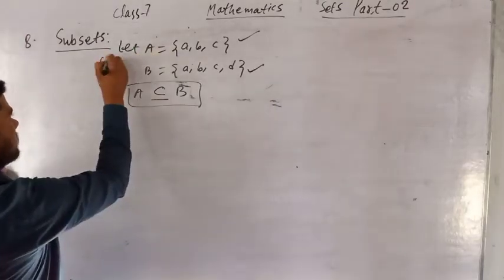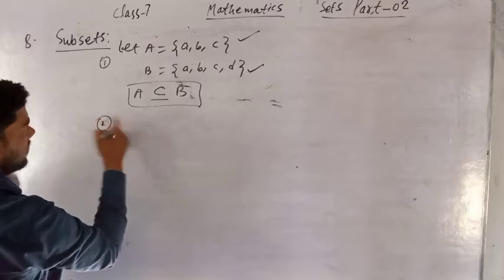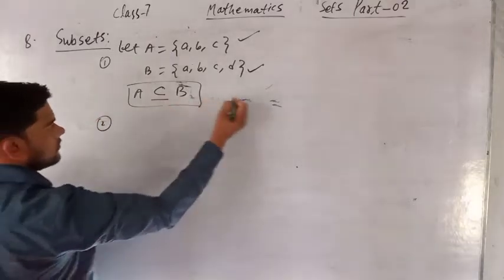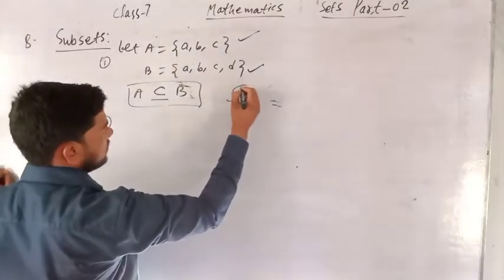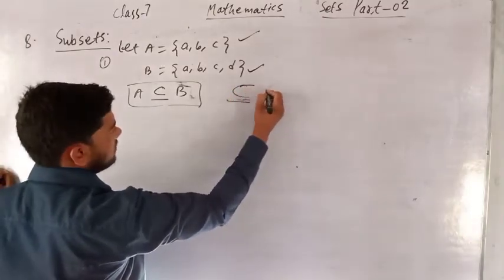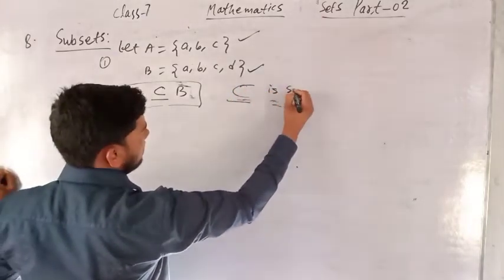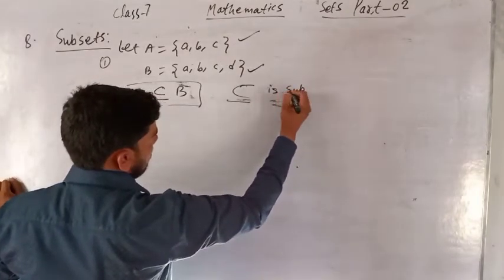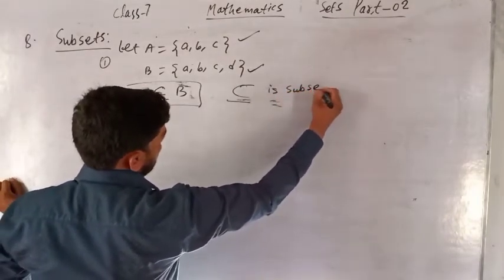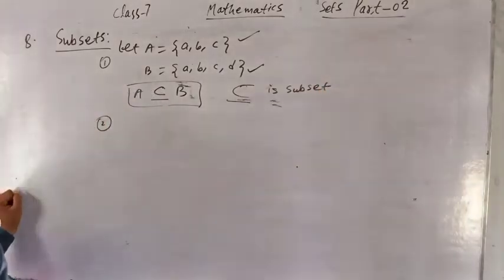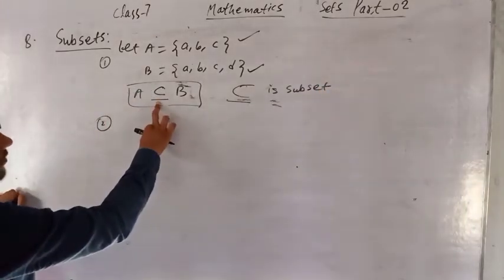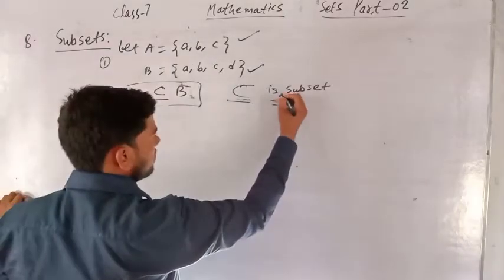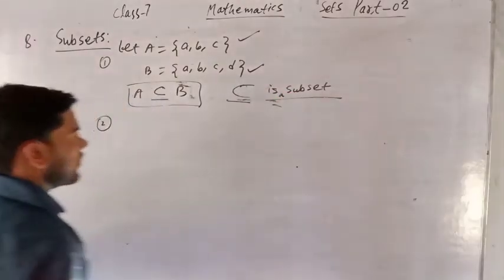One more example. This symbol is read as is a subset. A is a subset of B. Okay.